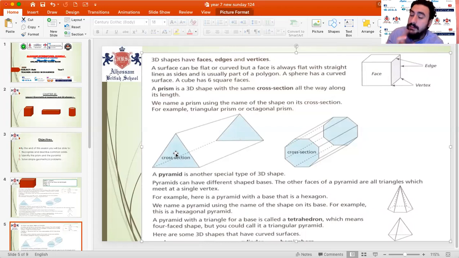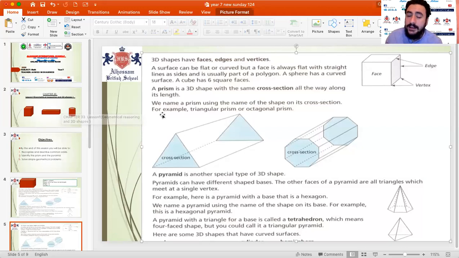So this is a prism. Why? Because there is a cross section across its length, and we name the prism according to this cross section. This cross section is a triangle, so it's going to be a triangular prism. This cross section is an octagon, so it's going to be an octagonal prism. This cross section is a square, so I can say this is a square prism.